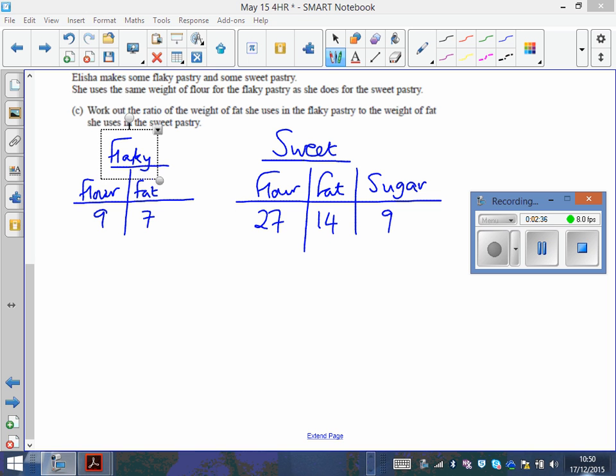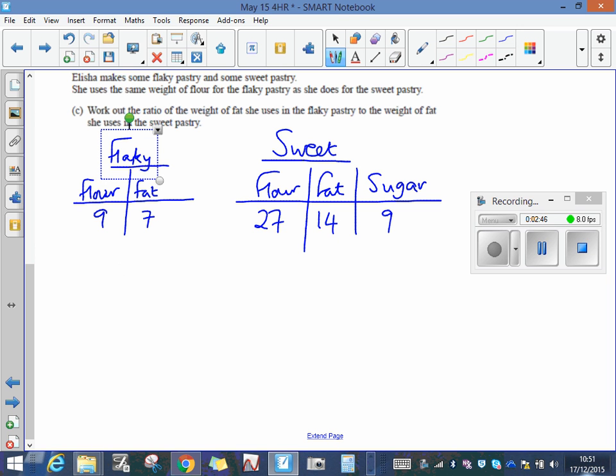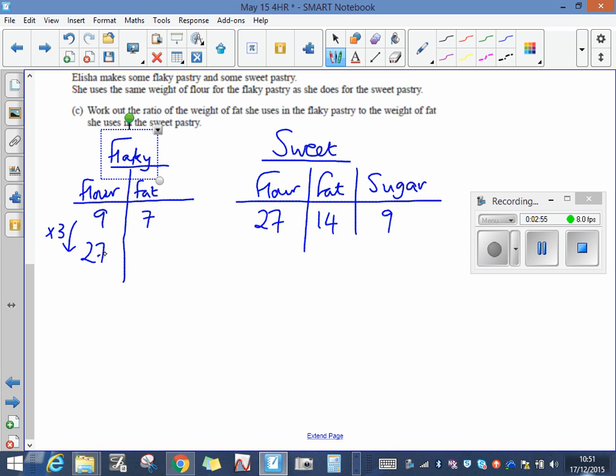And I can straight away see that if we need the same amount of flour for the flaky and the sweet, if I just take my flaky pastry and I multiply the amount of flour by 3, because I've got 27 here, 9 here, if I multiply the amount of flour by 3, I will get 27. So if she uses 27 of flour, then the amount of fat she uses in her flaky pastry is also going to have to be multiplied by 3. Well, that makes 21.